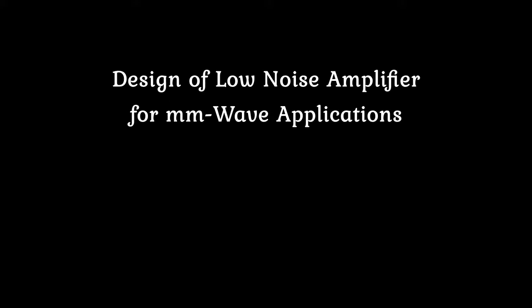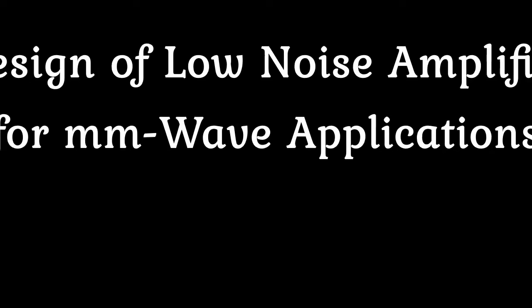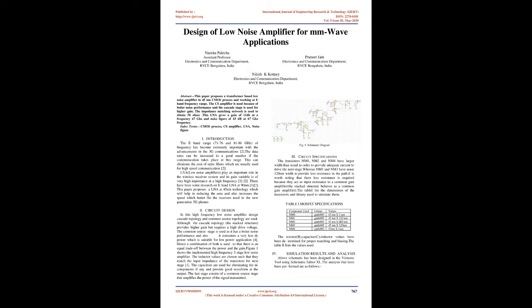Design of low-noise amplifier for wave applications. Abstract. This paper proposes a transformer-based low-noise amplifier in 45 nanometers CMOS process and working at E-band frequency range. The CS amplifier is used because of better noise performance, and the cascode stage is used for higher gain. The impedance matching network is used to obtain 50 ohms.